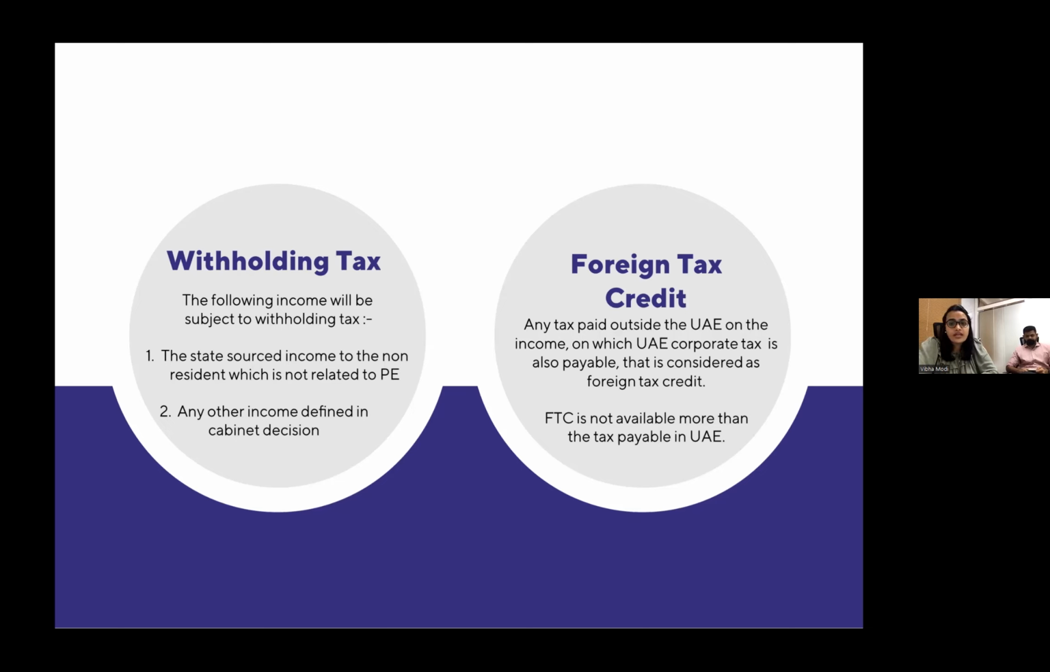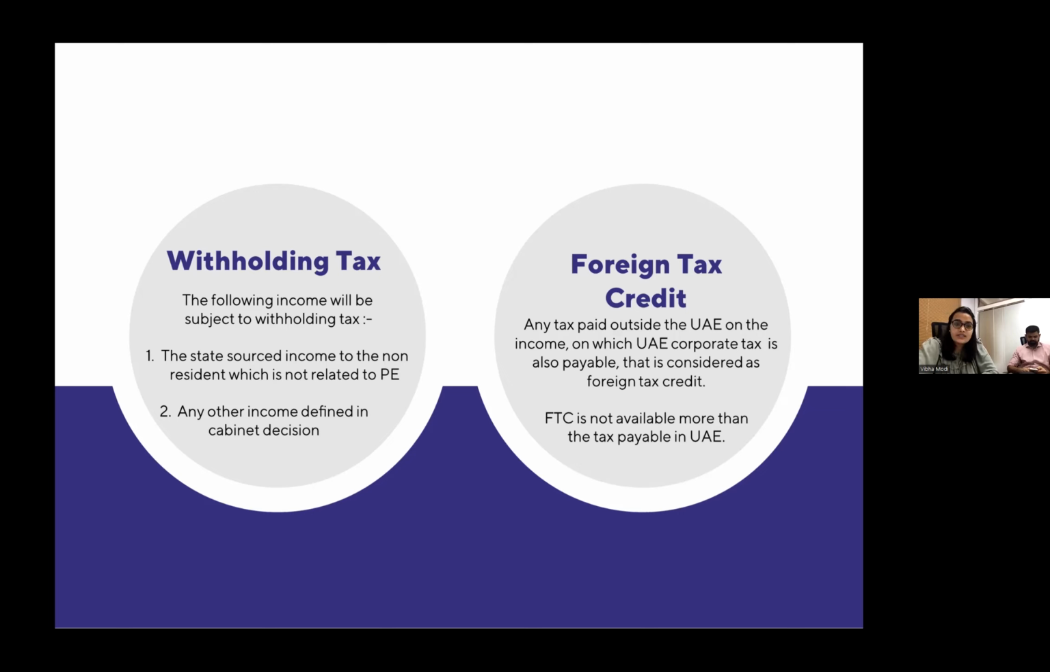So if you are providing or paying any income to a person who is outside UAE and the source is in UAE, the liability to deduct the tax lies with the person who is in UAE. So UAE-sourced income to a non-resident, which is not related to a permanent establishment, is covered under the withholding tax. We are awaiting if they will bring other incomes under the withholding tax, which they will classify by cabinet decision. But now only one income is covered under the withholding tax, and the rate they have given is 0%.